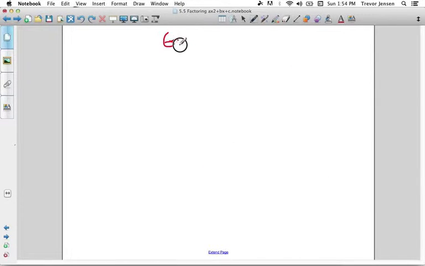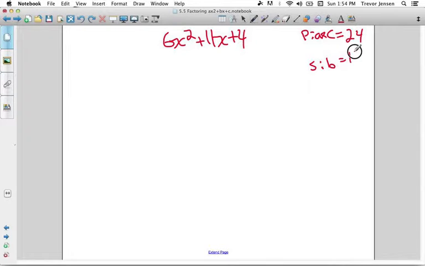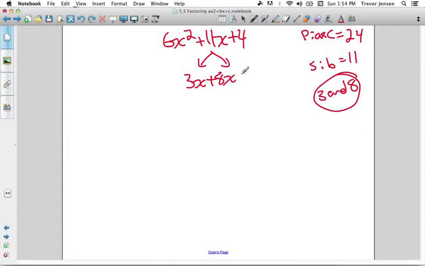So the original quadratic I started out with was 6x squared plus 11x plus 4. I found two numbers with a product of a times c, so a product of 6 times 4, which is 24, and a sum of my b value, which is 11. And I found out those two numbers are 3 and 8. So what I'm now going to do is break up the middle term into 3x plus 8x. Leave the rest of my quadratic the same, so leave the 6x squared at the front and the plus 4 at the back. And now I'm going to factor this by grouping.